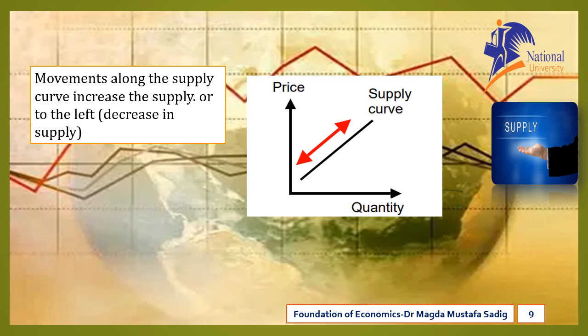As illustrated in this graph, when the price increases or decreases, quantity supplied increases or decreases. So if the price increases, producers are willing to supply more, and if the price decreases, they supply less. This is due to the law of supply, which states that there is a direct relationship between price and quantity supplied.